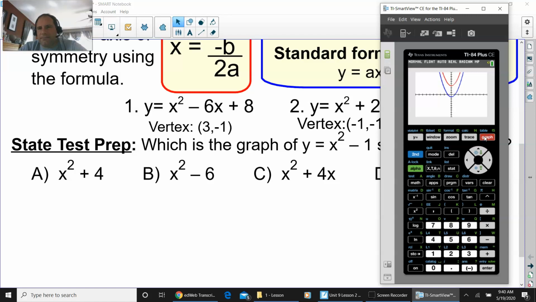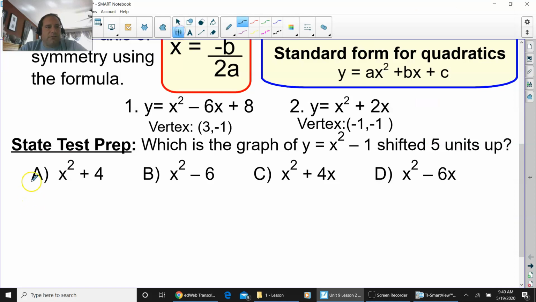Let's see. Okay, so just take a look. This one right here is at -1, and this one is 4. That is 5 units up. And you could go ahead and circle A just by the look of it. Now you could also get the vertex of each one and go through and just make sure.